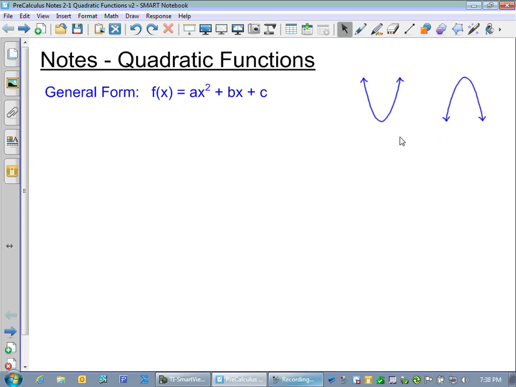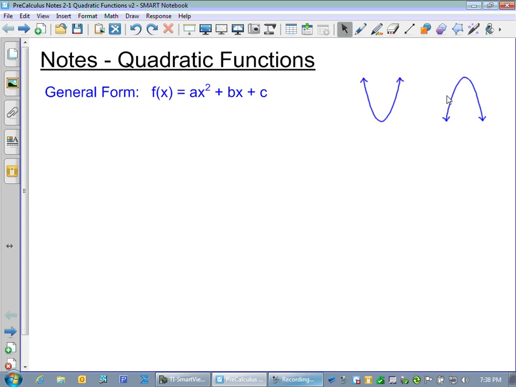It's not going to open up to the side, left or right, because then we wouldn't actually have a function, because it would fail the vertical line test. So in order for this to be a function, the parabola is either going to open up or it's going to open down. Now, if it opens upward, then as far as relative extrema are concerned, there is a minimum value at the vertex, and there is no maximum value, because it will increase without bound.